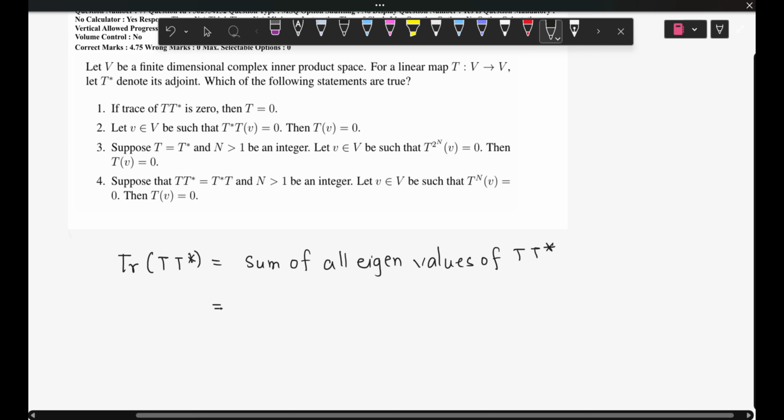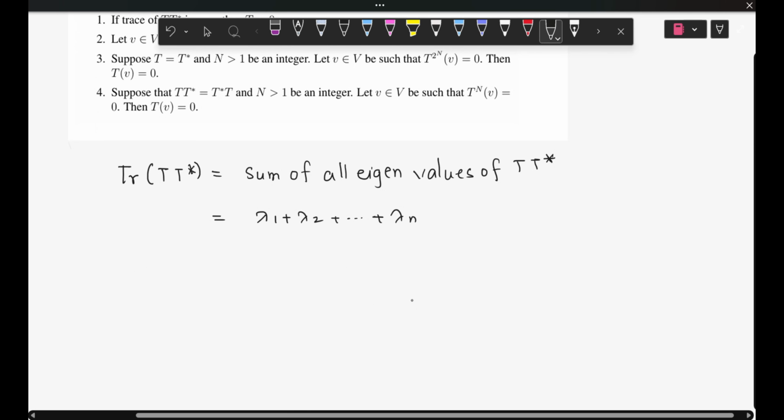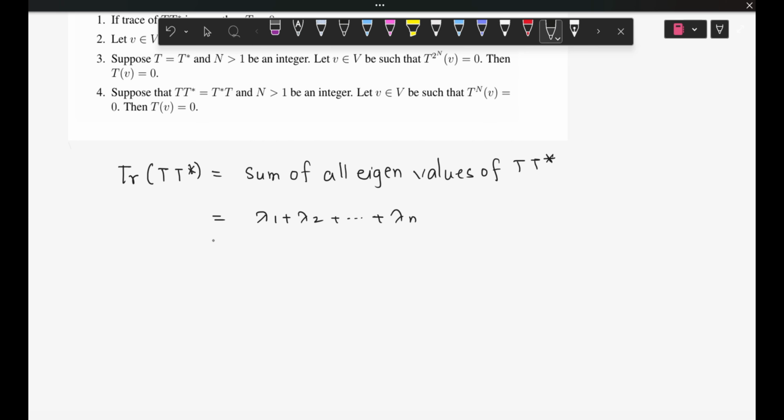Now if we consider lambda 1, lambda 2, up to lambda n as the eigenvalues, okay? Now note that if lambda i is an eigenvalue, then there exists a non-zero eigenvector vi such that T star of vi equal to lambda i vi, right? So I can write T star of vi is equal to lambda i vi for all i equal to 1 up to n, and vi is non-zero, okay?